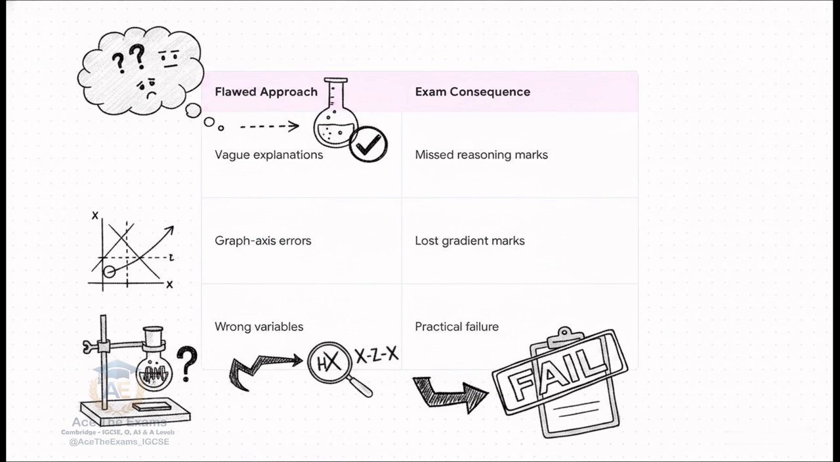You can see exactly how a flawed approach directly translates into harsh exam penalties. If your explanation is vague, you don't just get partial credit, you completely miss the scientific reasoning marks. If you make a graph axis error, you lose the gradient calculation marks because your math is now based on a totally inverted slope. And if you identify the wrong variables, your entire practical investigation answer is deemed a failure.